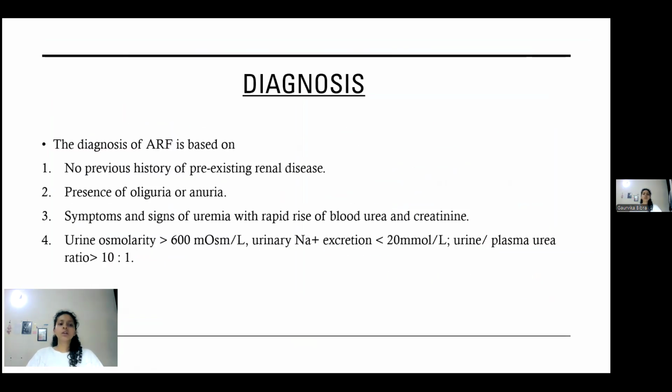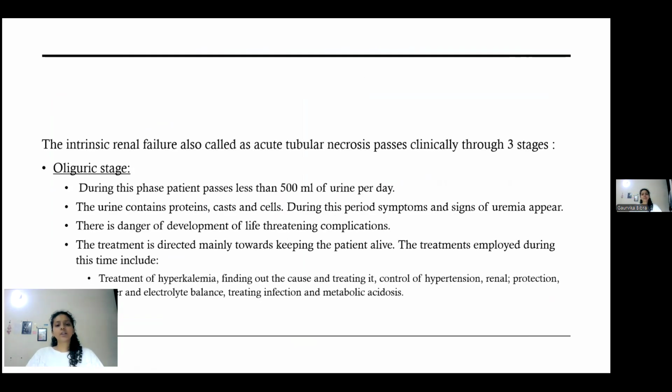Diagnosis is based on no previous history of pre-existing renal disease in case of ARF, presence of oliguria and anuria, symptoms and signs of uremia with rapid rise of blood urea and creatinine. The intrinsic renal failure, also called acute tubular necrosis, passes clinically through three stages. First, the oliguric stage. During this phase, the patient passes less than 500 ml of urine per day. It contains proteins, casts, and cells. During this period, symptoms and signs of uremia appear.